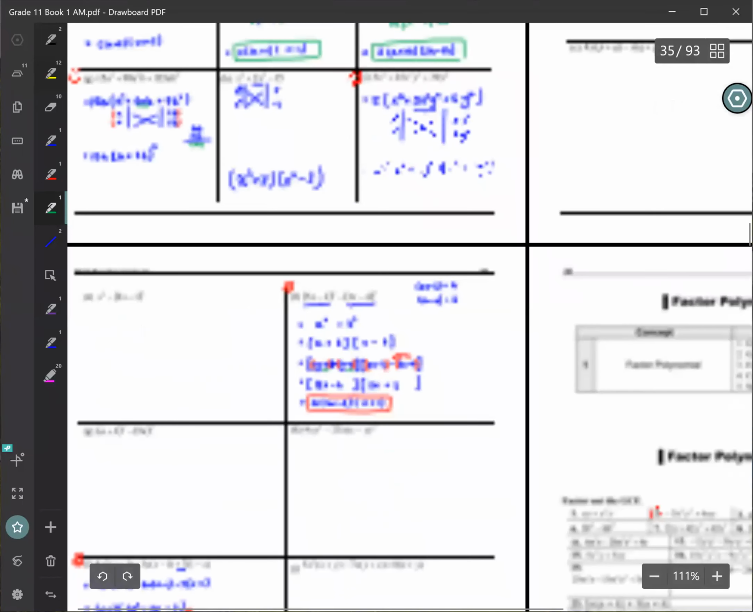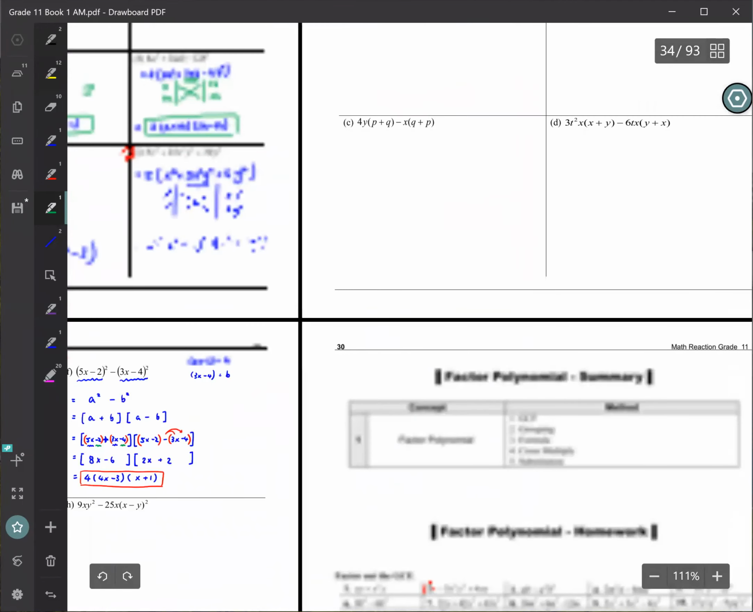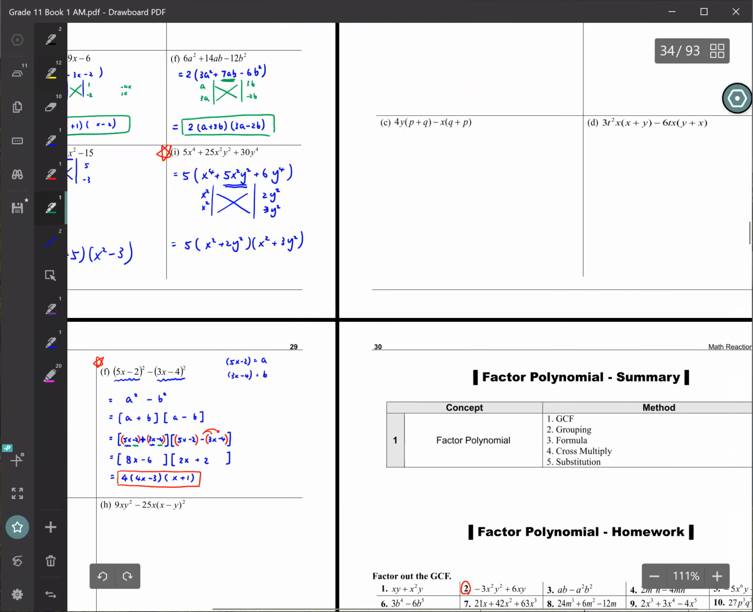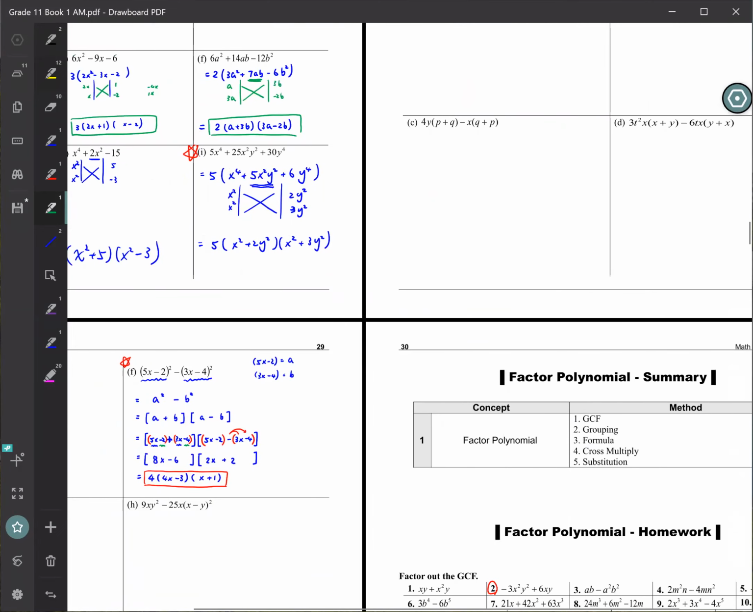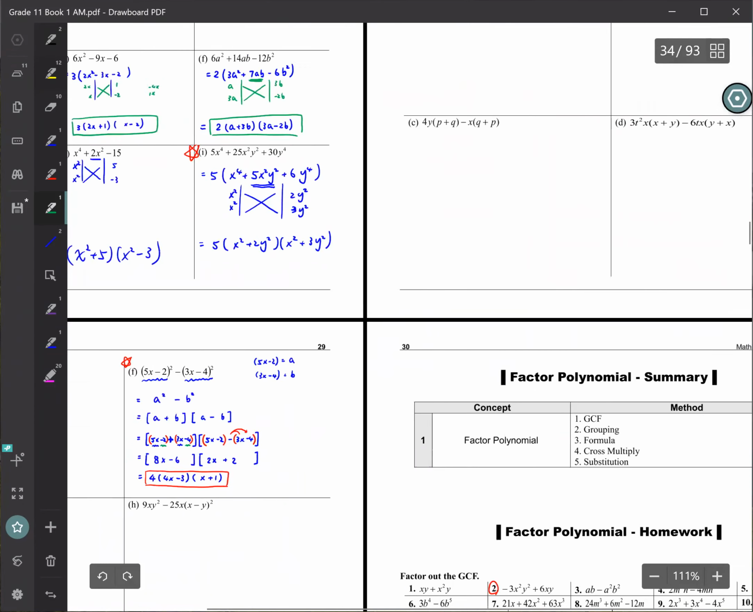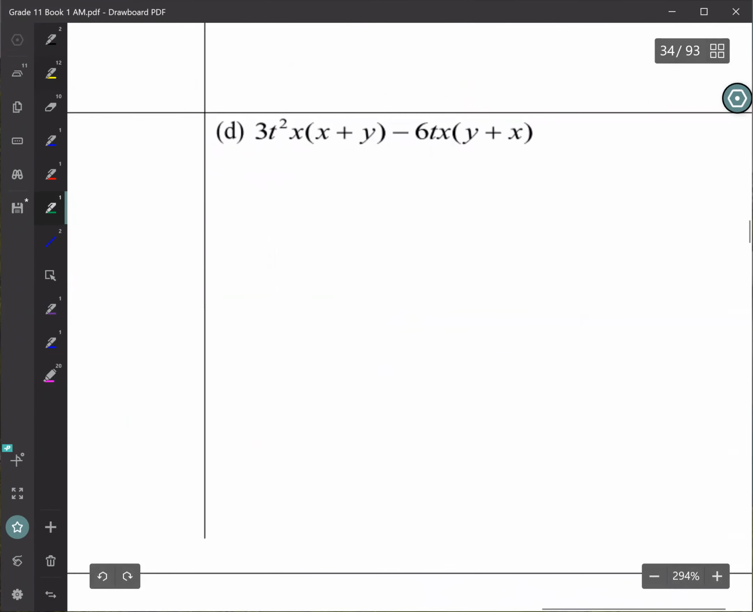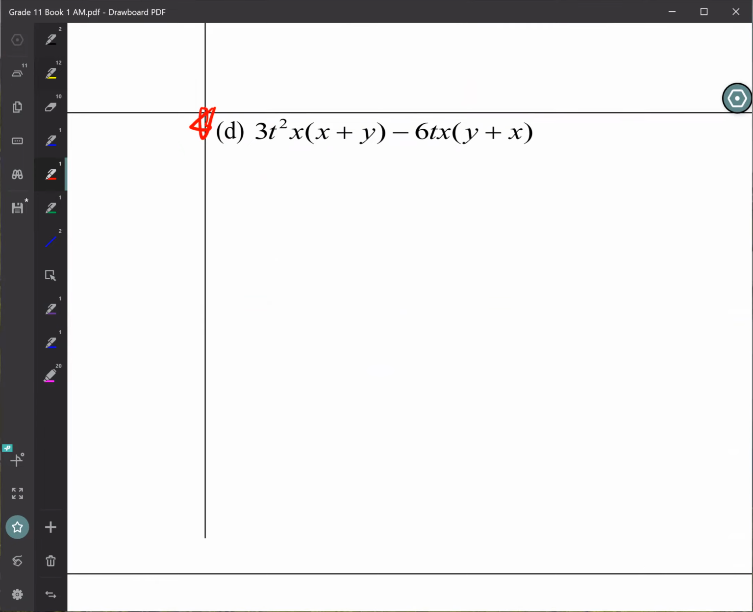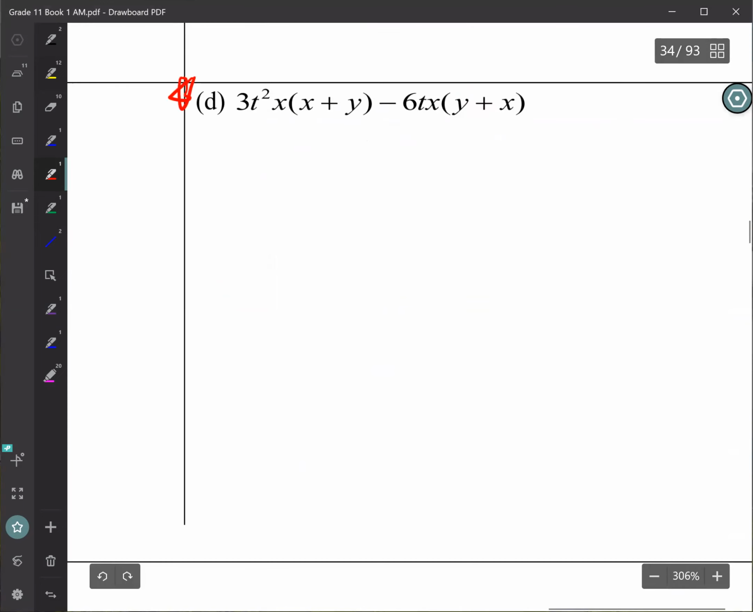Let me see which one should we pick. Okay, question D. Okay, question D. All right. So same thing, I'll let you guys work on your own first. When you get a final answer, you can raise your hand.